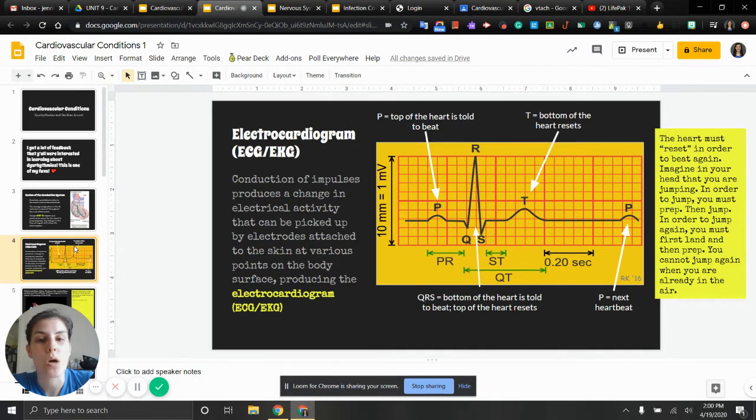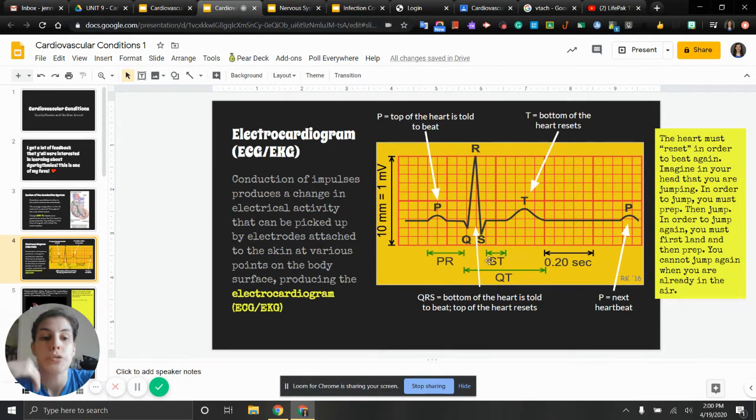Okay. So again, looking at the electricity that's flowing through the heart, here we can see what we call an EKG or an ECG. Technically it's ECG because of the letters that are in here: E for electro, C for cardio, and G for gram. But it's referred to as an EKG. I don't know, that's the way I hear it all the time. I refer to it as an EKG.